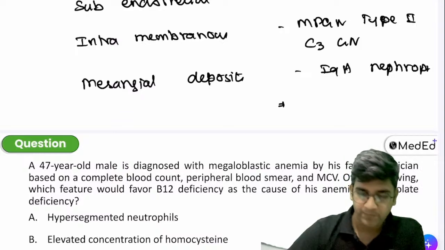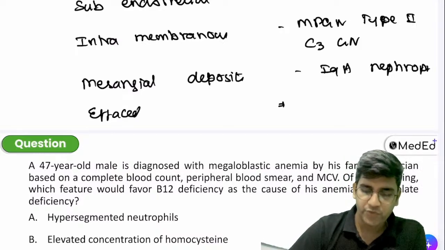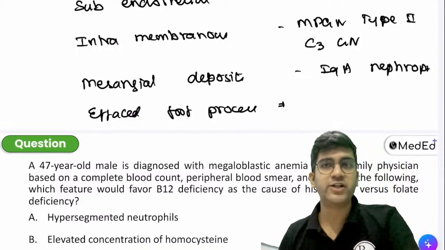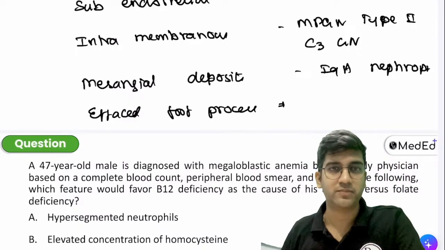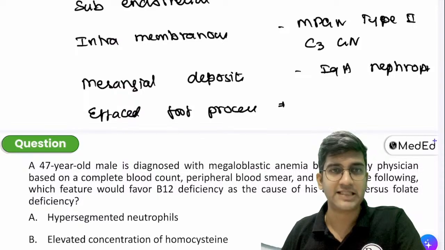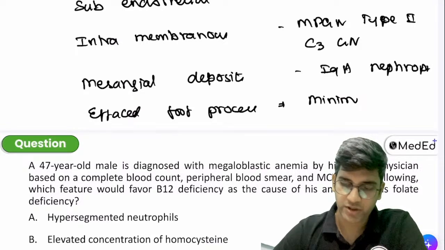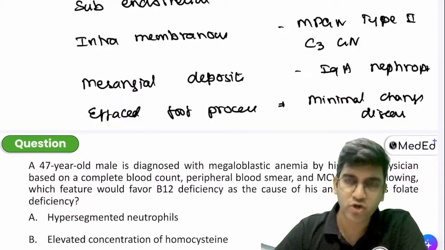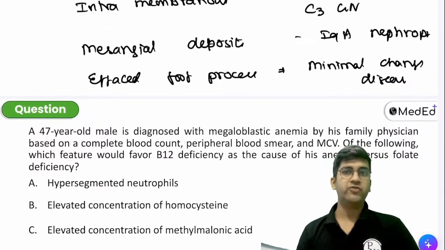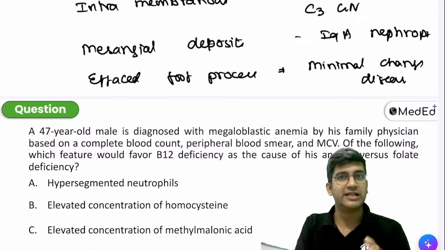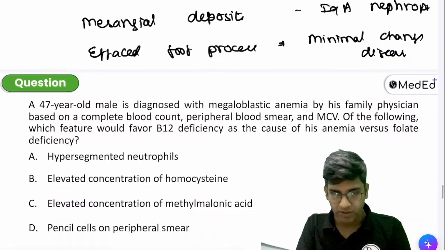I'll add one more electron microscopic finding. You tell me what disease. Effaced foot process. This can come in an exam. Which of the glomerulonephritis will have effaced or destroyed foot process? It's a classical finding. That's your minimal change disease. Okay, perfect. In minimal change disease, the entire foot process will be destroyed or effaced. Again, I don't require electron microscopy to diagnose that, but that's a classical finding seen in minimal change disease. Fine. Okay, next question.